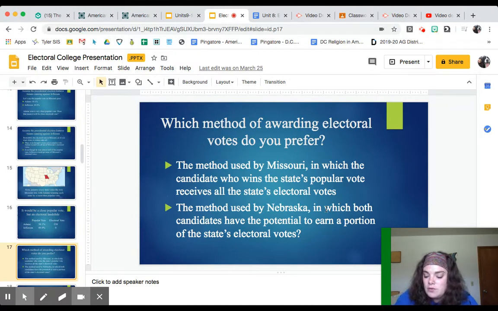Okay, now that you have thought about one example of how a presidential race could work, I'm curious to know if you think that the winner-take-all method used by Missouri is the way you prefer, or if you think the different method used by Nebraska and Maine is better. So as you go through this Pear Deck presentation on Classroom, there's going to be a space for you to write what you think. Do that. Tell me which method, Missouri or Nebraska, you prefer, and then tell me why. That's the important part, the why.